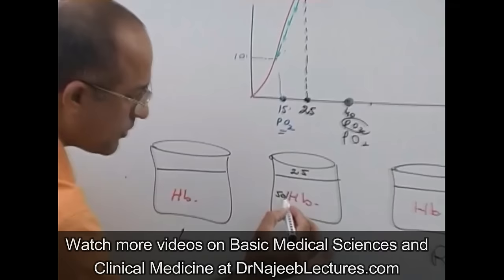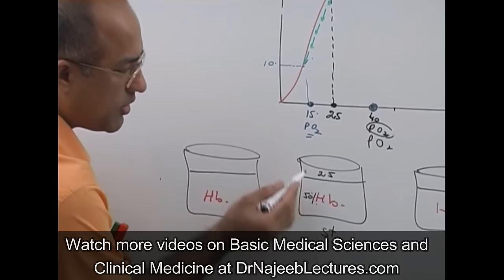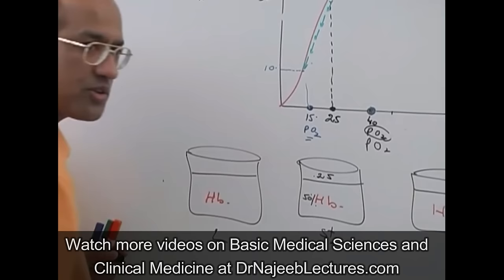50%. And how much is desaturated? 50%. It means when you bring the pressure to 25, half of the oxygen will be delivered to the tissues. Clear? Yes. Now imagine another hemoglobin.